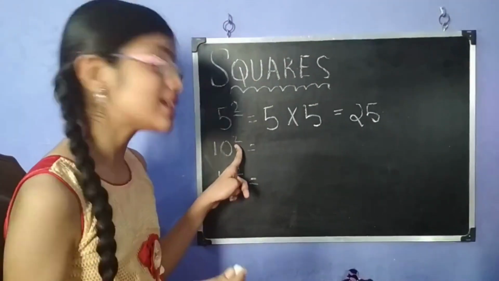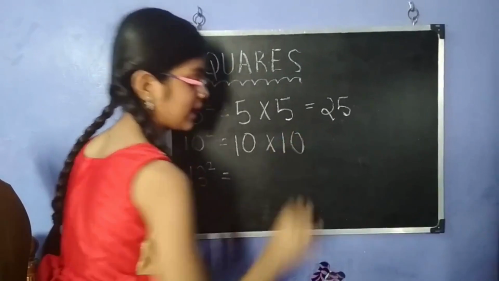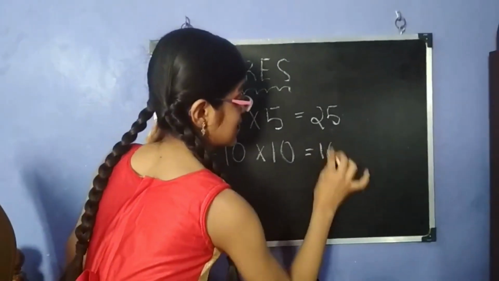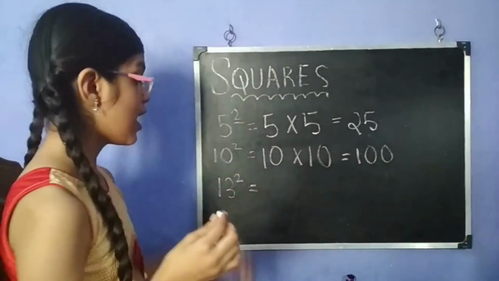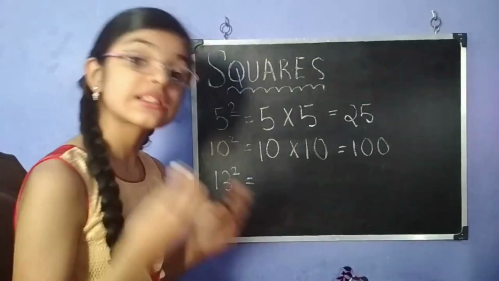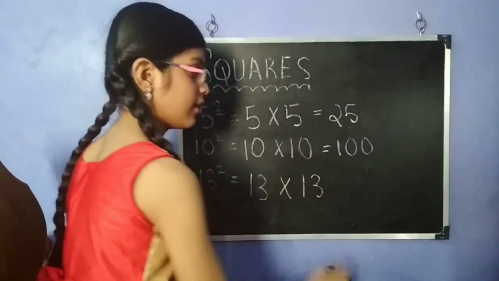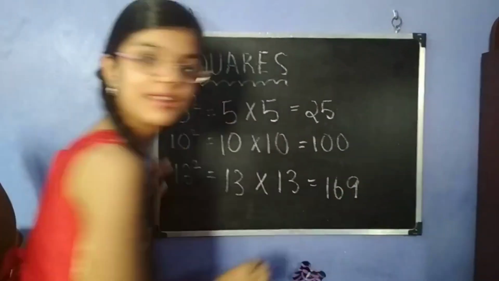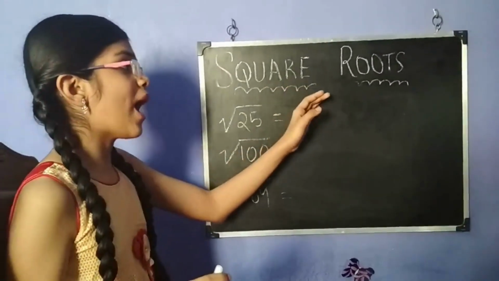Now we have 10 squared. We have this symbol, which means we know that 10 is multiplied by itself. That means this is 100. So 10 squared equals 100. Now, the last one, 13 squared. 13 squared means 13 times 13, which is 169. That's it.